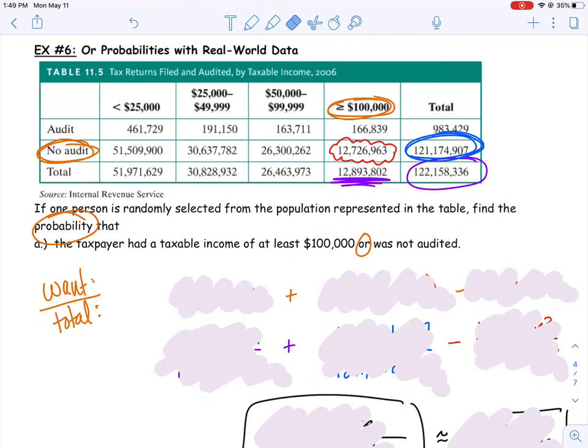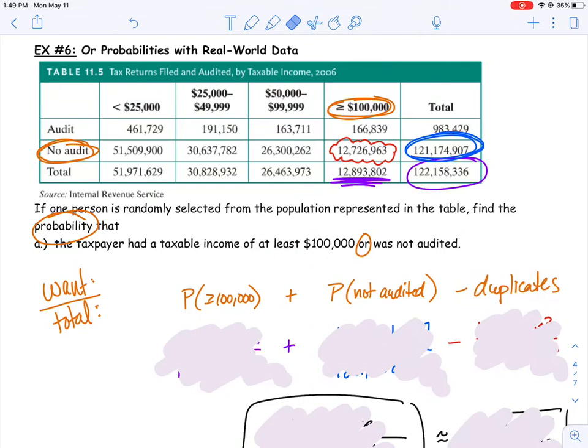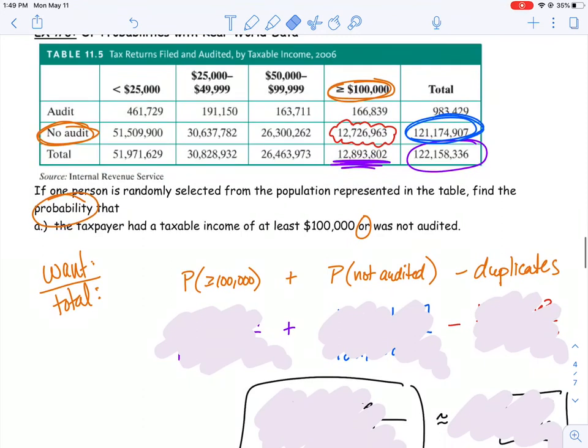Probability, again, is what we want out of the total. I see "or," so that means I'm going to add. So I'm going to figure out the probability that they make at least $100,000. That means greater than or equal to $100,000. Or means add. They were not audited. But then I've got to think about, is there any duplicates? Can I make at least $100,000 and not be audited at the same time? And if so, then I've just included that twice and I need to subtract off one of the times that I overlapped. So let's go through and find the probability of each.